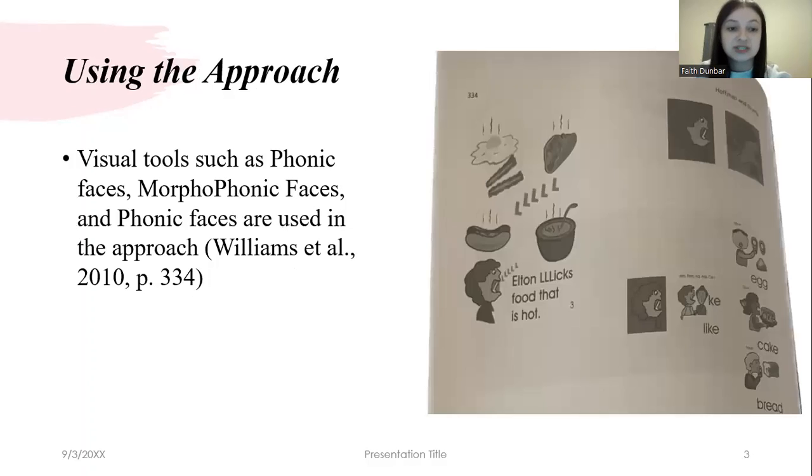Using the approach, as mentioned before, it uses visual tools such as phonic faces. So morphophonic faces are used in the approach. You can see them over here. It reflects the first letter of the word, and the remainder of the word is overlaid with the drawing that represents the meaning of the word. So over here you can see egg. You can see he has an E where his mouth is and the drawing of an egg. Same thing for cake and bread.